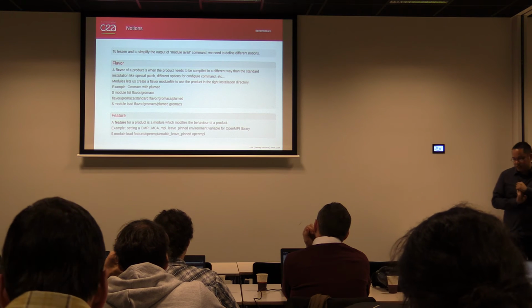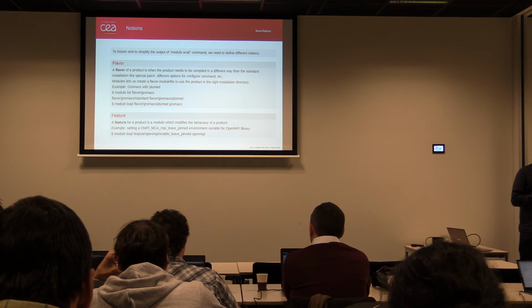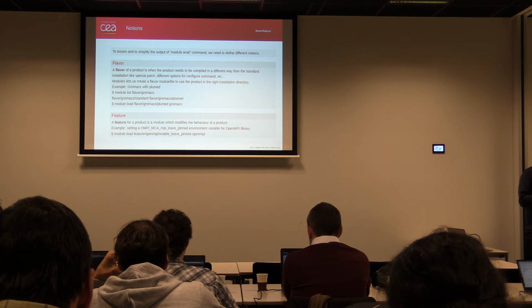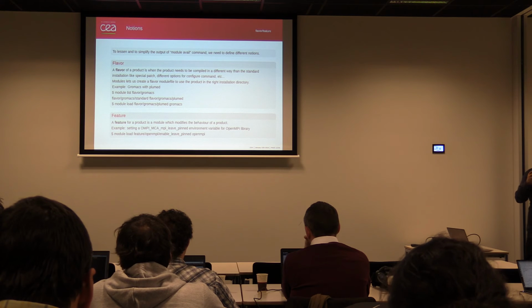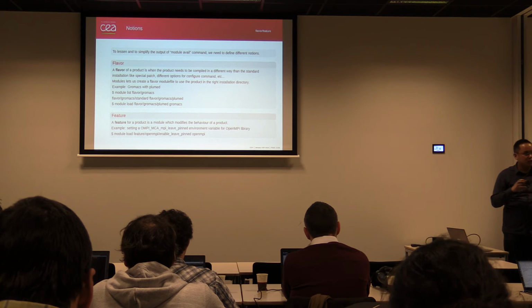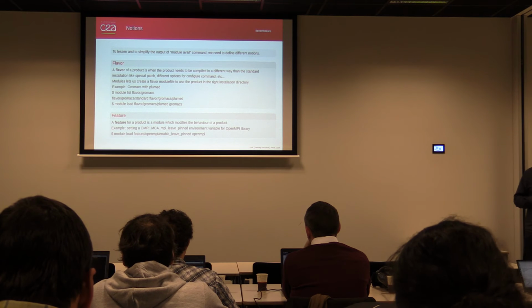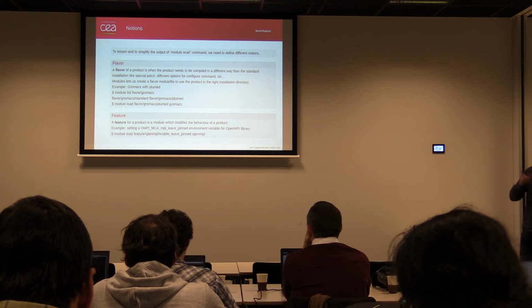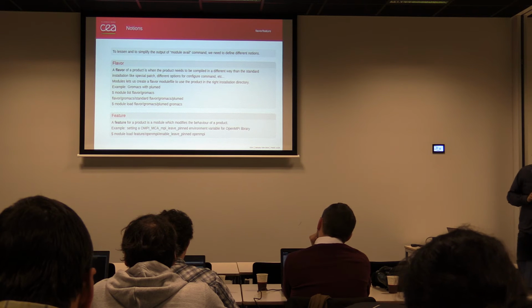The second notion is feature. Feature is when we need to change the behavior of a product, but for the same product we don't use another flavor. Like OpenMPI, if we want to set environment variables, we have a module to set, for example, a leaf pin option for OpenMPI.